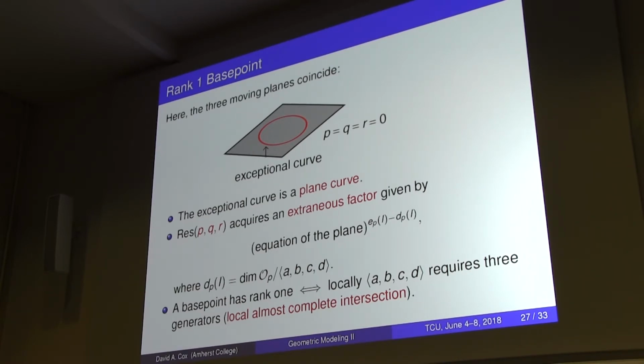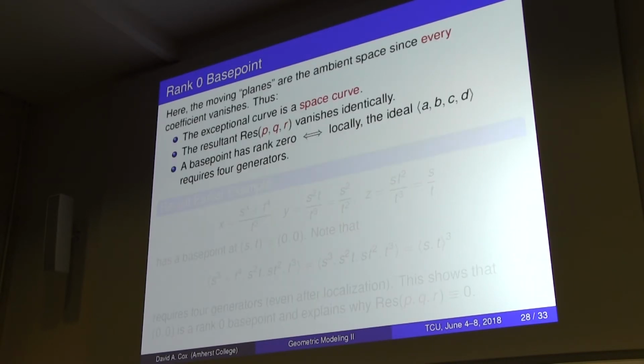And so that's really nice. The idea is that we know we're acquiring an extraneous factor. And then what about a rank 0 base point? Well, that's pretty spectacular. It means that our matrix ABCD consists entirely of zeros. That means that what I've been calling a moving plane, all of its coefficients vanish. So each moving plane is the entire space. That's the case when the exceptional curve is a space curve, because it can't fit on any plane. So it actually has to fit on the whole space.